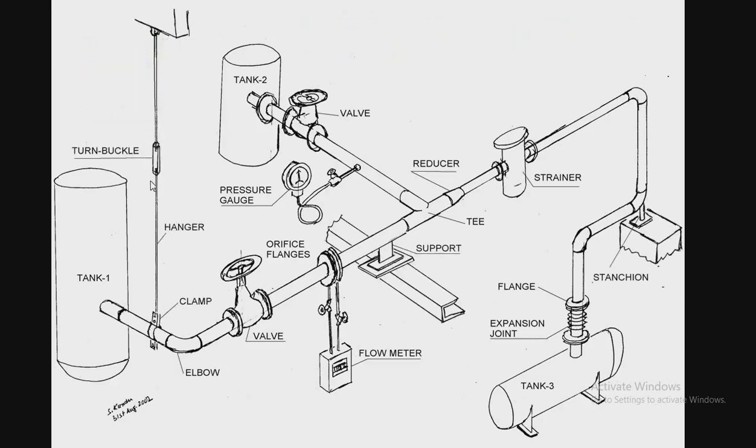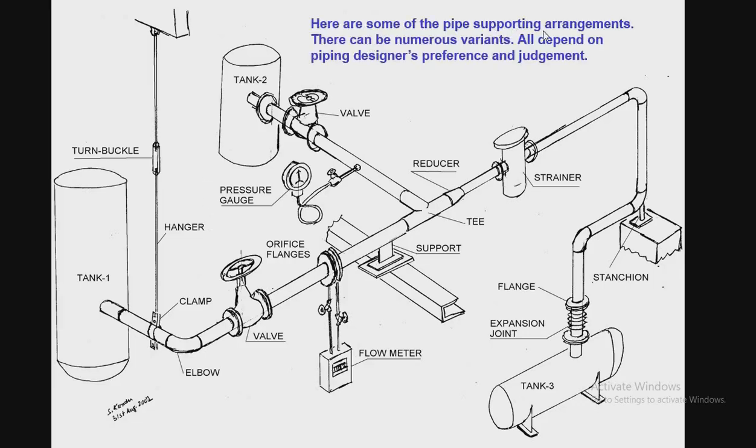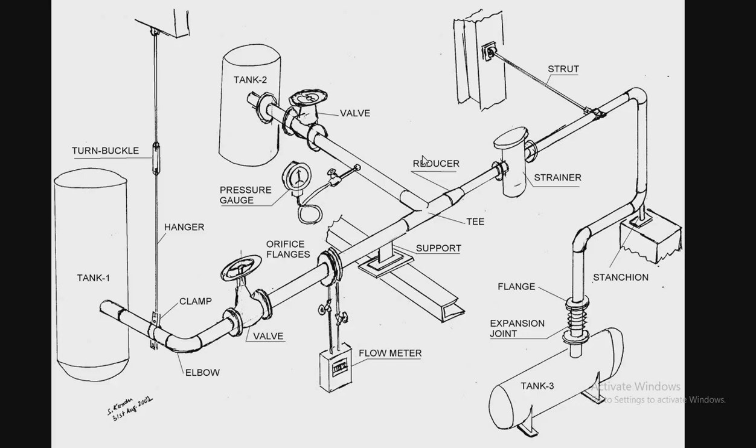Here we see supports, hanger support, here support, here training support. Here some of the pipe supporting arrangements. There can be numerous variants. All depends on piping designer's preference and judgment according to designer and piping stress analysis. This is strut, here spring box.